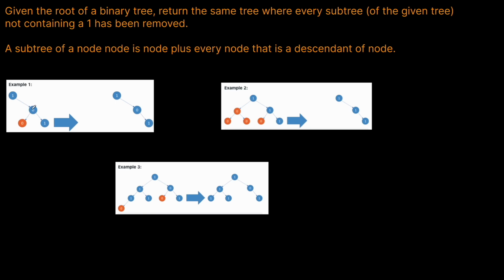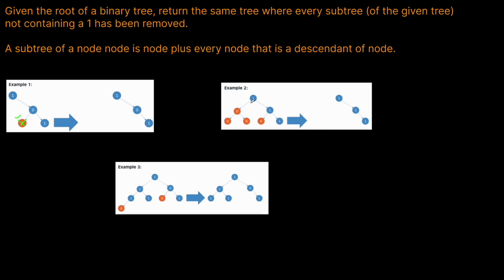Can we remove this node 0? No, because its right subtree is actually a 1, so therefore we can't. And then can we remove this node 0? Yes, because it actually doesn't have any children which are 1s, right? So we can remove this one. So that one goes bye-bye. And we're left with this tree here.